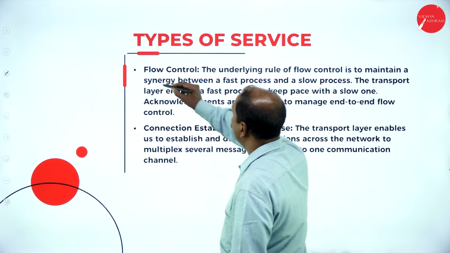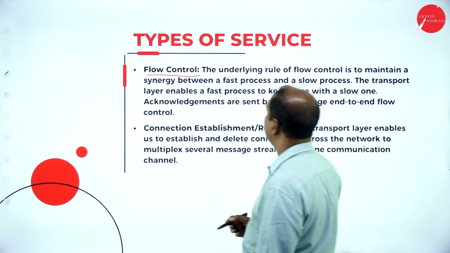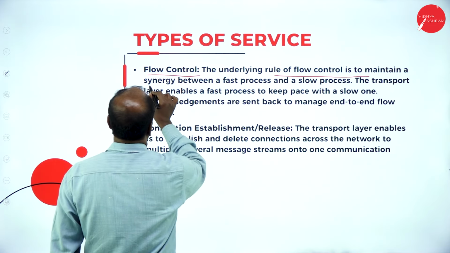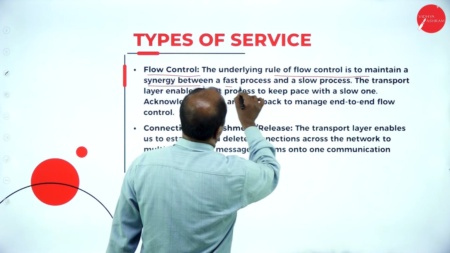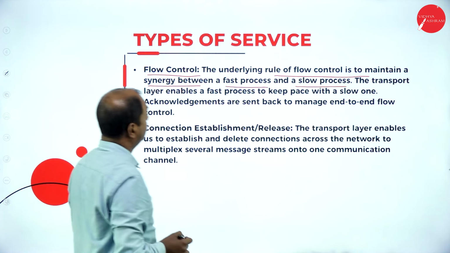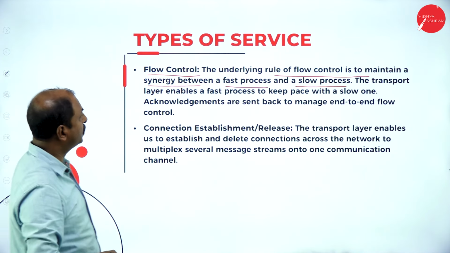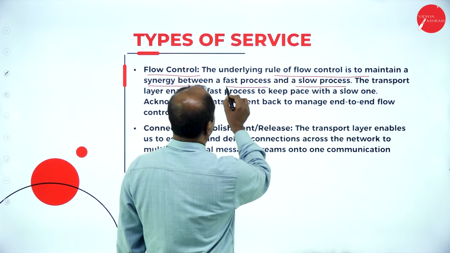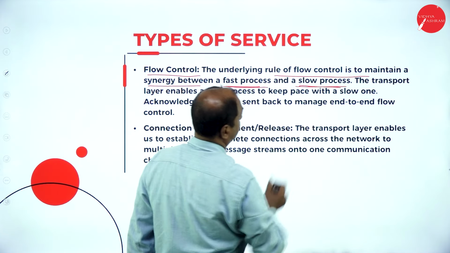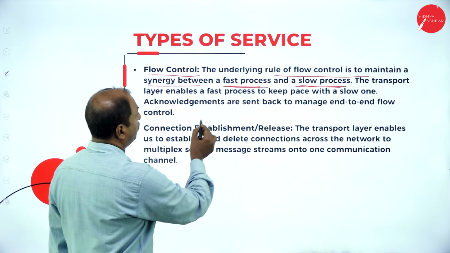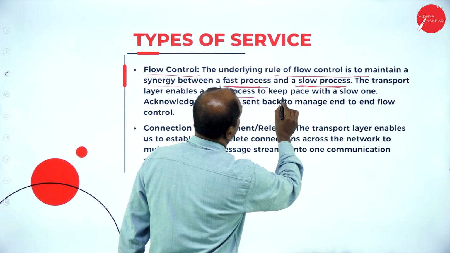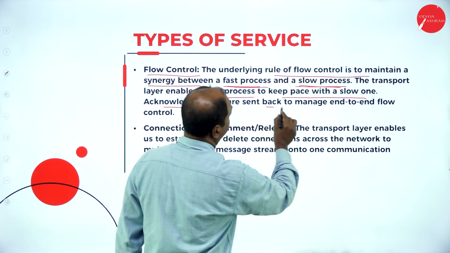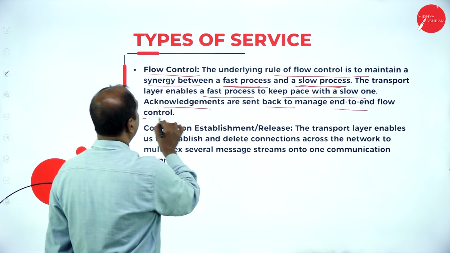The next point is flow control. So what is flow control? The underlying rule of flow control is to maintain a synergy between the fast process and the slow process. What is the meaning of flow control? There should be synchronization or compatibility between the fast process and the slow process. The transport layer enables a fast process to keep pace with the slow one. Acknowledgements are sent back to manage end-to-end flow control.